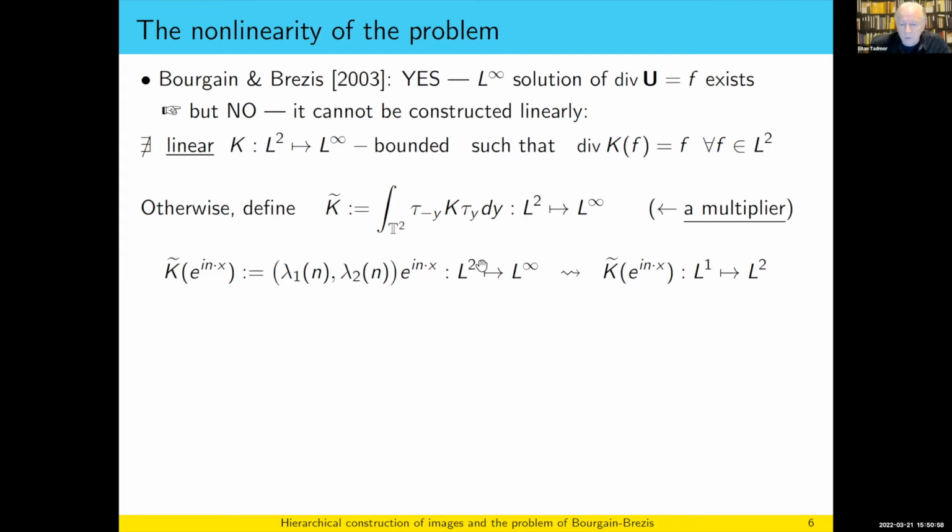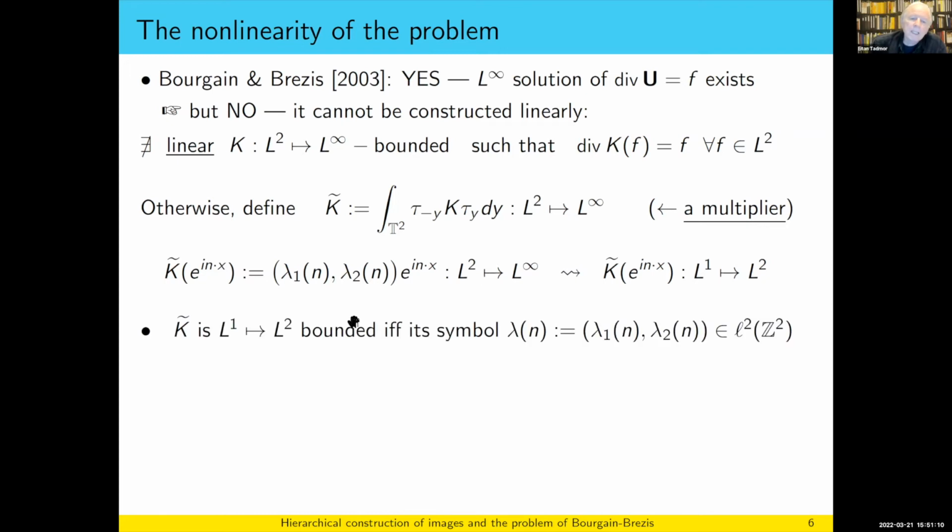And it maps L2 to L infinity, and therefore by duality it will map L1 to L2. The special thing about mapping from L1 to L2 is we know exactly how to characterize these operators in terms of the symbol. If we have something bounded from L1 to L2, this is true if and only if the symbol is square summable. This 2-vector is square summable.